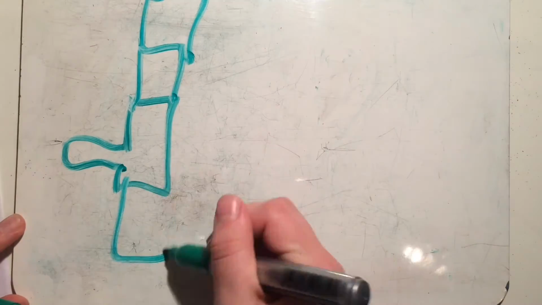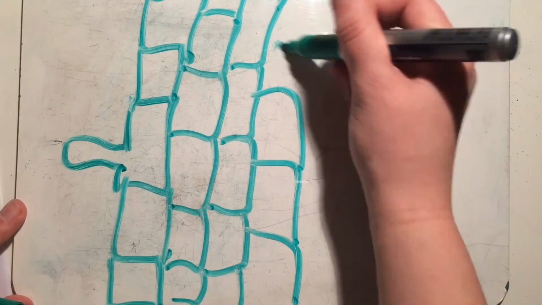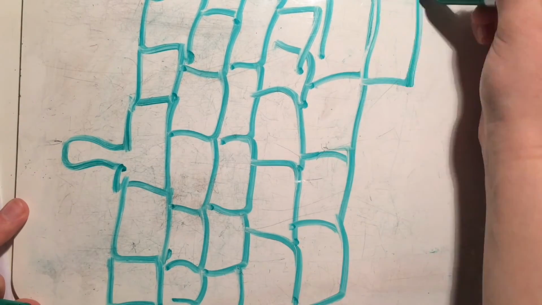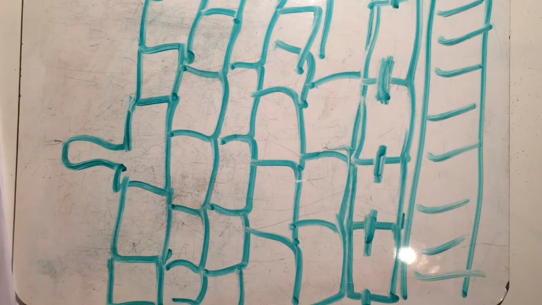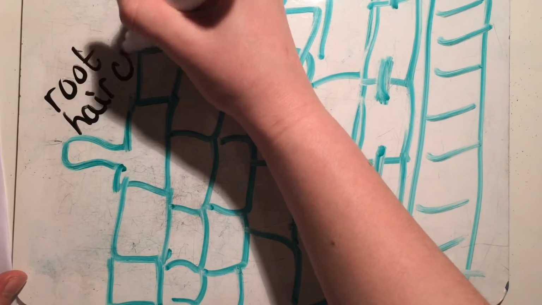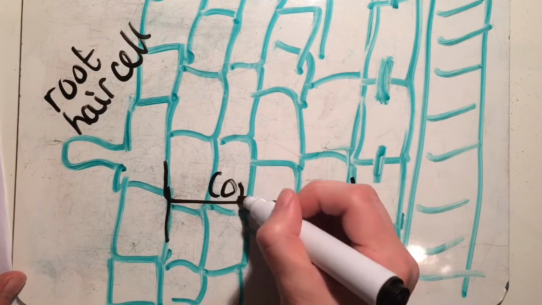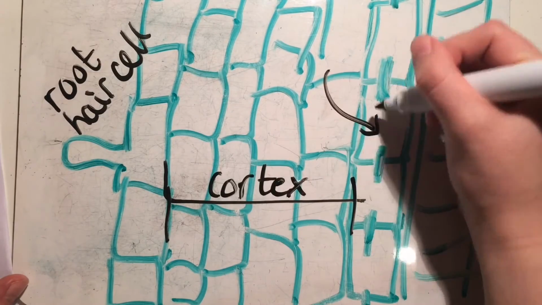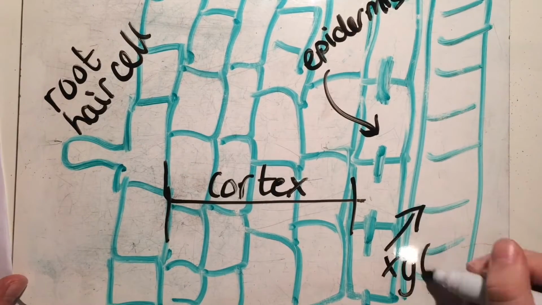And this is just an overview of how water gets from the root hair cells to the xylem. So it starts from the root hair cells, then moves on through the cortex, and then through the endodermis, and finally moves on to the xylem.